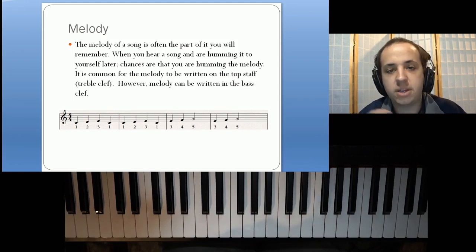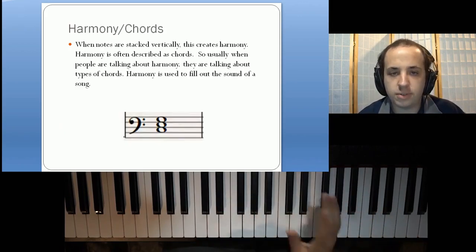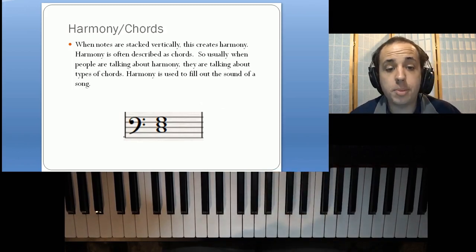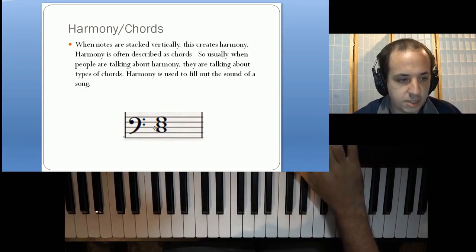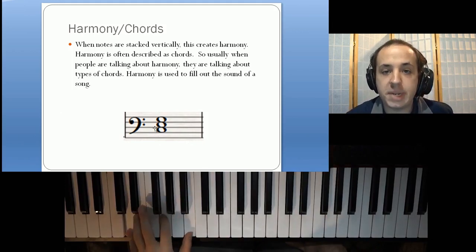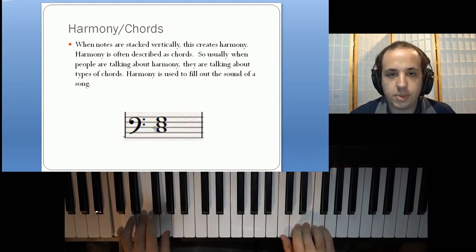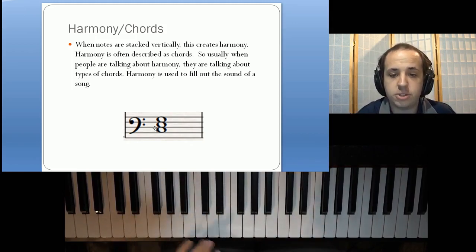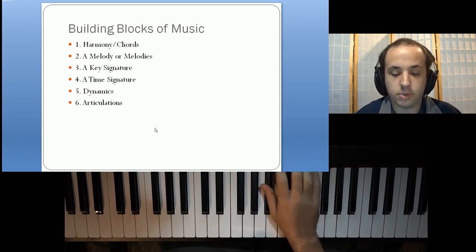So with melody, we're reading from left to right. It's the part of the song that you remember, and it's usually on the right hand, but not always. Harmony and chords: when notes are stacked vertically, notice how these are clustered together. That's a chord. Usually chords, we're talking about harmony, and they provide a backup. If I was playing Jingle Bells, my right hand is playing the melody, and the left hand's playing the harmony. The harmony is used to fill out the sound of a song and provide what we call texture. It adds a lot of interest to the song to be played along with the melody.